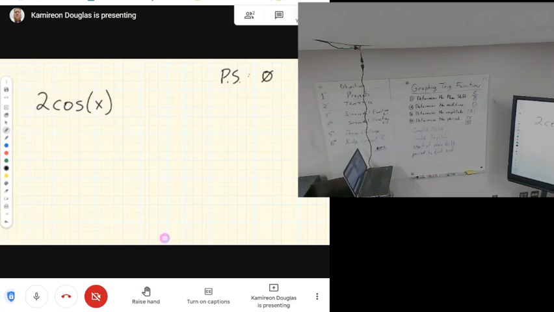Where's the midline going to be? Remember, the midline is any number being added or subtracted on the outside. So in this case, it'll be at 0. So in other words, the x-axis. Is there a number on the outside? If there's a number on the outside, it tells you how much it moves up or down. There isn't one, so it didn't move up or down at all.